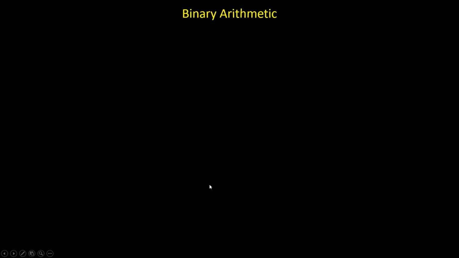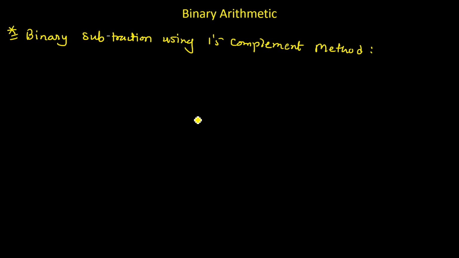So the binary subtraction using first complement, or ones complement method. Okay, first we will discuss the binary subtraction using the first complement method. In the first complement subtraction, the negative number is represented in the first complement form and actual addition is performed to get the desired result.